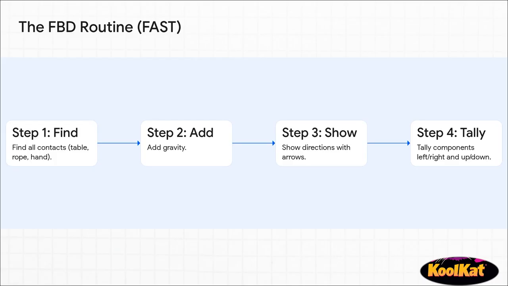So how in the world do you keep all those forces straight when you're looking at a problem? You draw a free body diagram. It sounds fancy, but it's just a simple sketch. And you can remember how to do it with this acronym, FAST. First, find the context. Then add gravity. It's always there. Show the directions with arrows, and finally, tally them up. This little routine is a lifesaver, trust me.